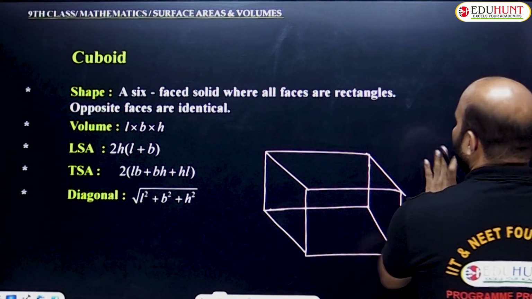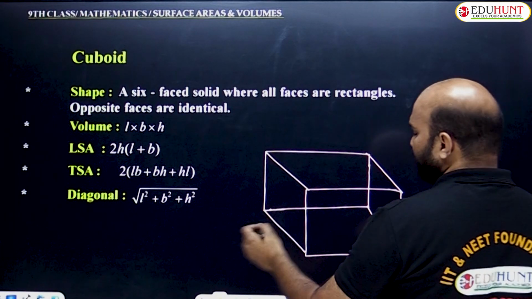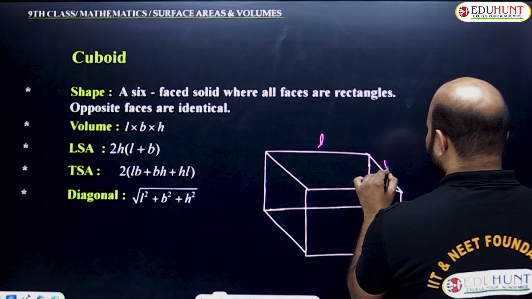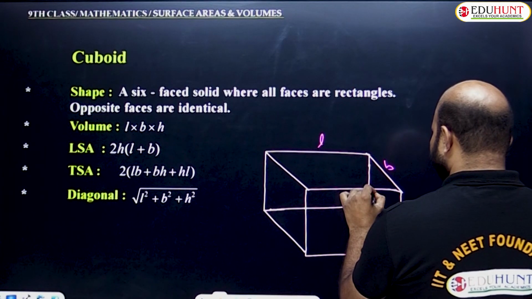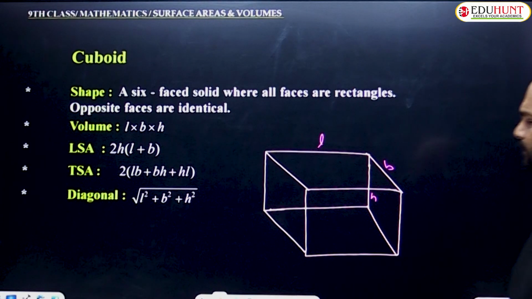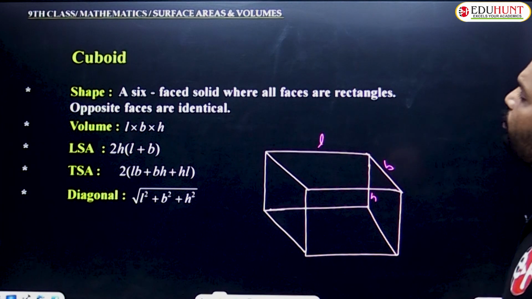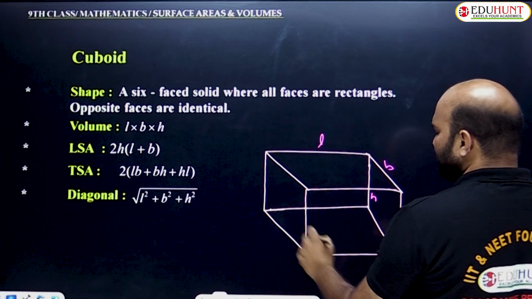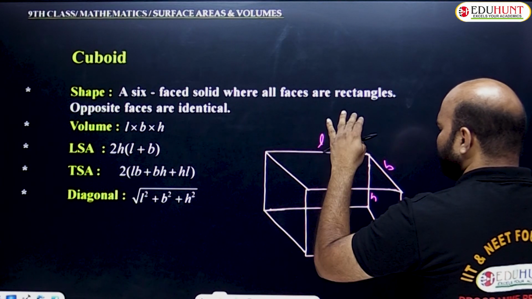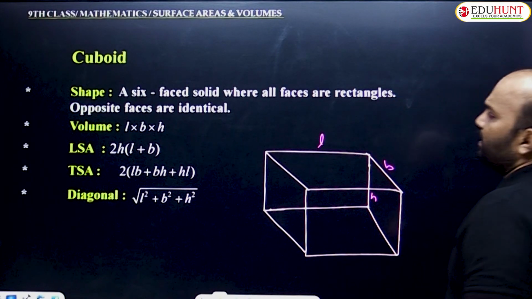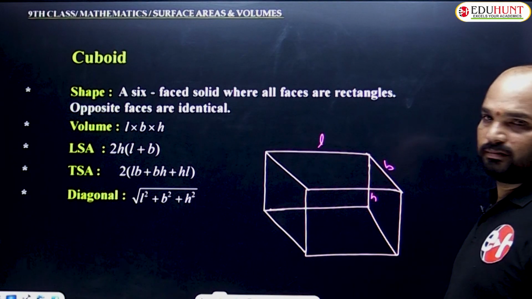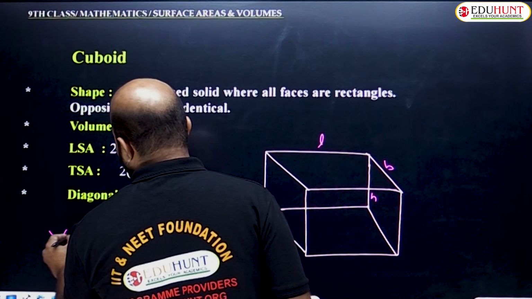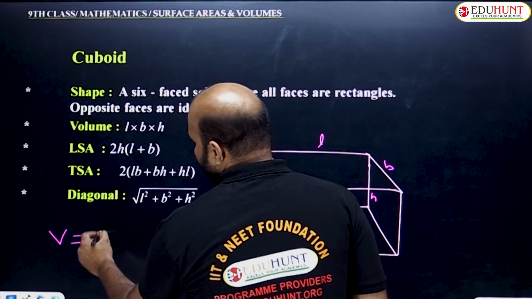What is the difference between a cube and a cuboid? Here length, breadth and height are different. This is the length, this is the breadth, and this is the height. This is a cuboid, a 6-faced solid where all faces are rectangles: front and back, bottom and top, left and right, all rectangular shapes. Opposite faces are identical, equal. It is also a prism. What is the volume of a prism? Base area into height.